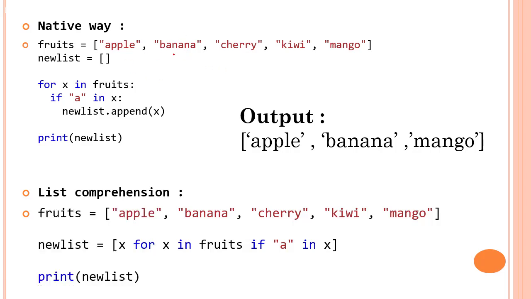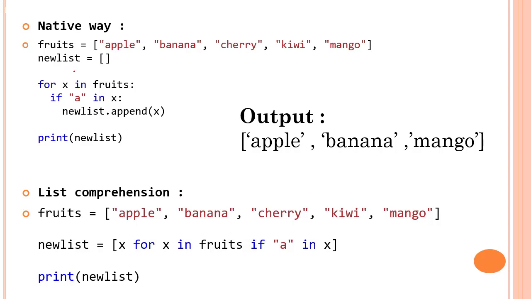So we have all these fruits, and from these fruits we want all the fruits that have A in them. Let's say apple, banana. Cherry does not have any A in it, so we are not going to take this. Then again, kiwi does not have any A, mango has A. So we are going to create a new list out of this list of fruits, and add them to the new list.